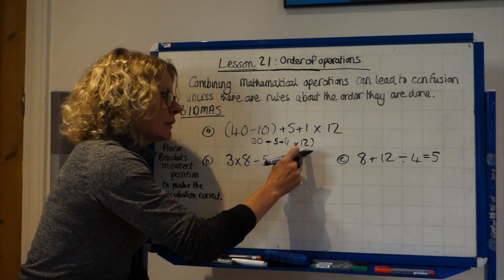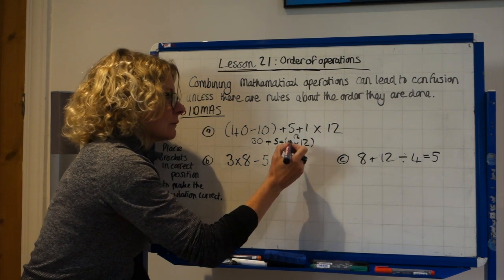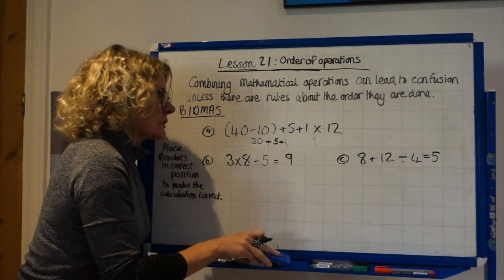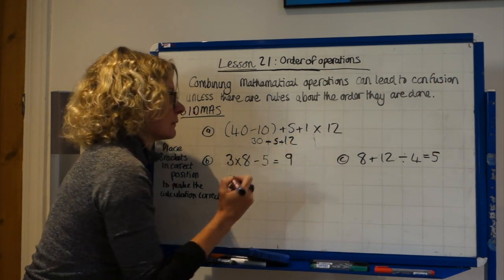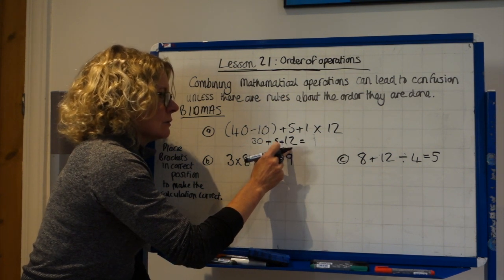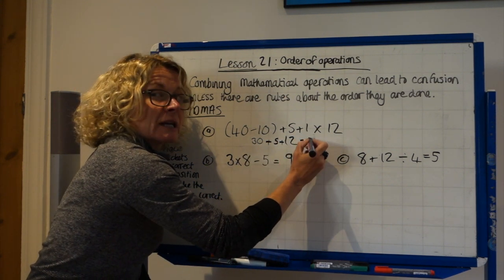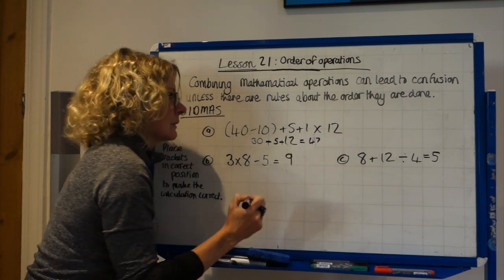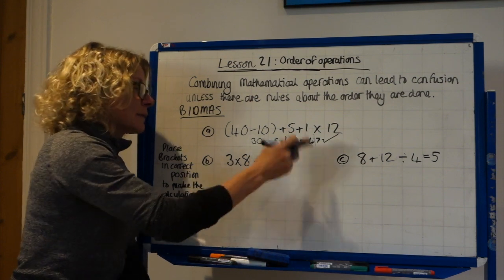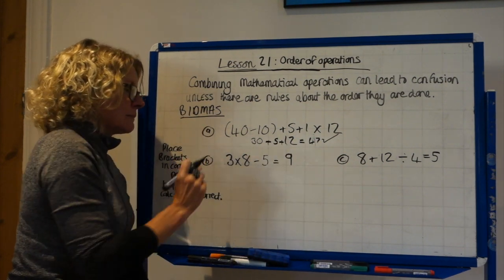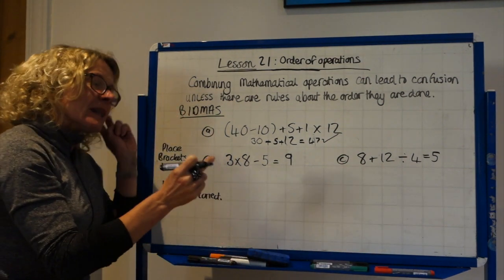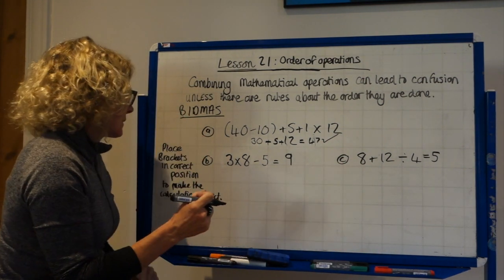1 times 12 is 12, okay? So that goes in there, and then we just have a straightforward addition to do, don't we? 12. So 30 add 12 is 42. Add 5 is 47. Yeah, okay? So that would be a very different answer to the one if we worked it out the other way. But that is the correct way. Follow BIDMAS.